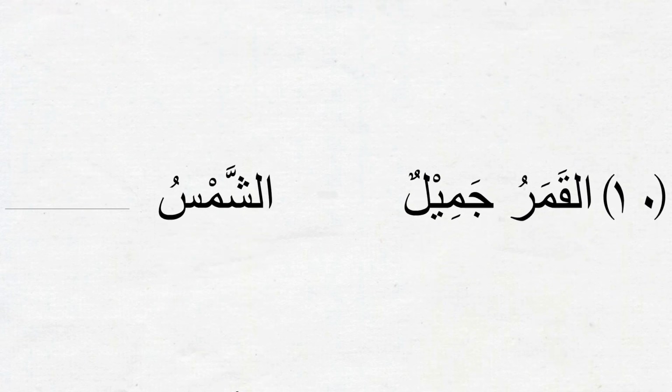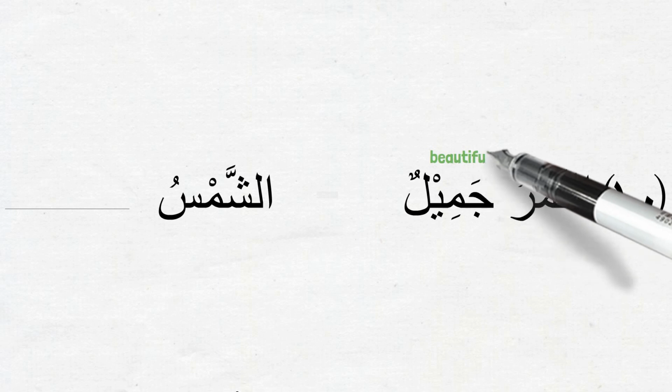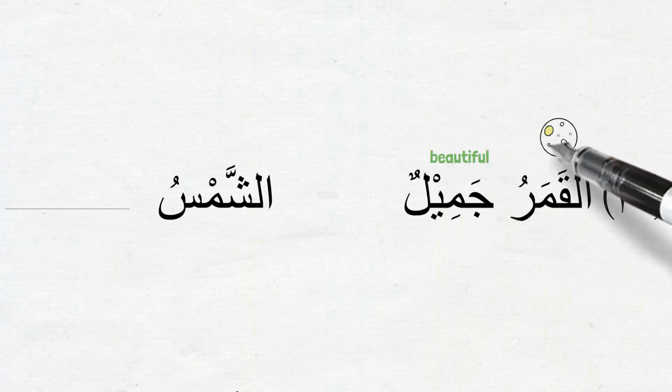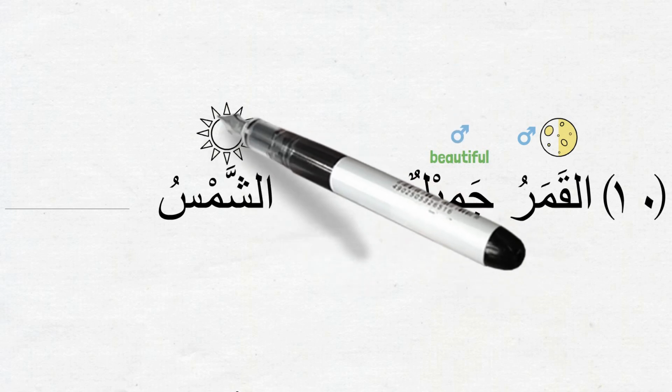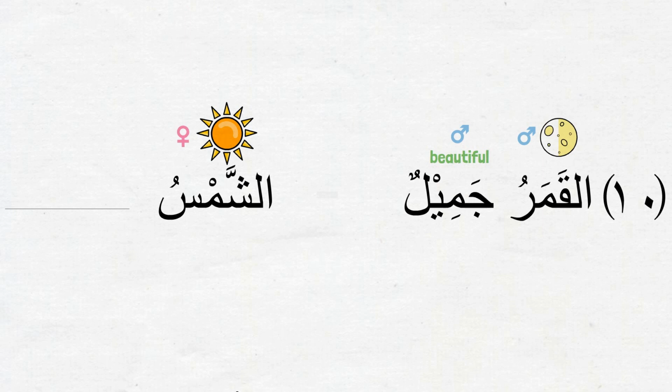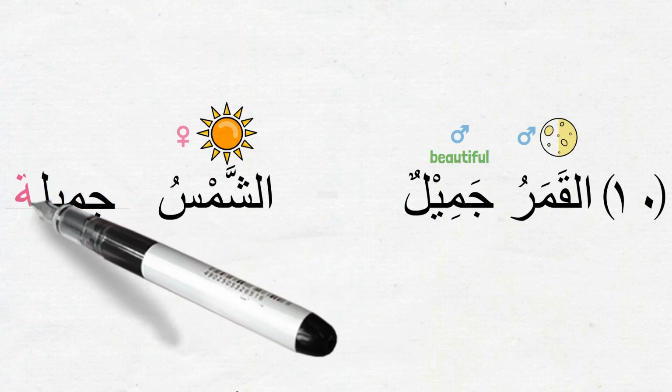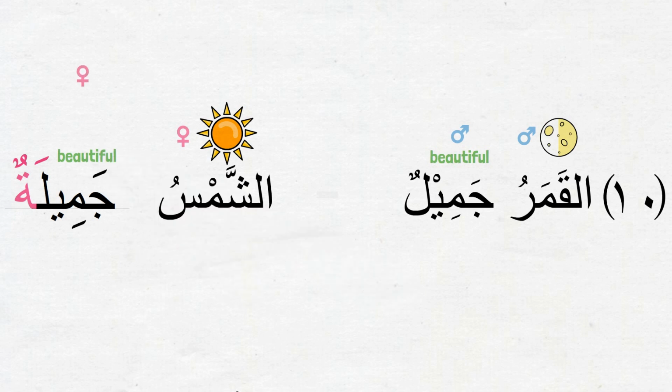Line number 10. القمر جميل. Here the مبتدأ القمر is the مذكر اسم. So we are using مذكر اسم for its خبر as well. But as we learned before, الشمس is the مؤنث اسم. We're going to use مؤنث version of جميل, which is جميلة. Together, القمر جميل, الشمس جميلة. The moon is beautiful, the sun is beautiful.